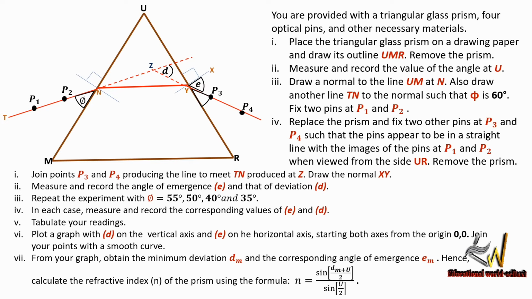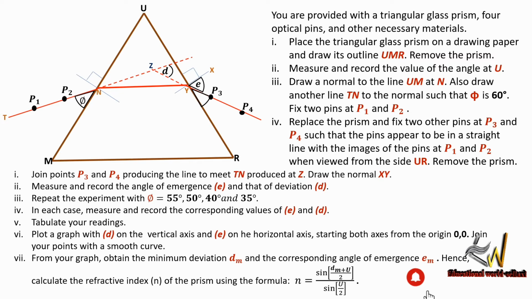Let me read through the instructions. You are provided with a triangular glass prism, 4 optical pins and other necessary materials. Place the triangular glass prism on a drawing paper and draw its outline UMR. Remove the prism. Measure and record the value of the angle at U. Draw a normal to the line UM at N. Also draw another line TN to the normal such that the angle phi is 60 degrees.